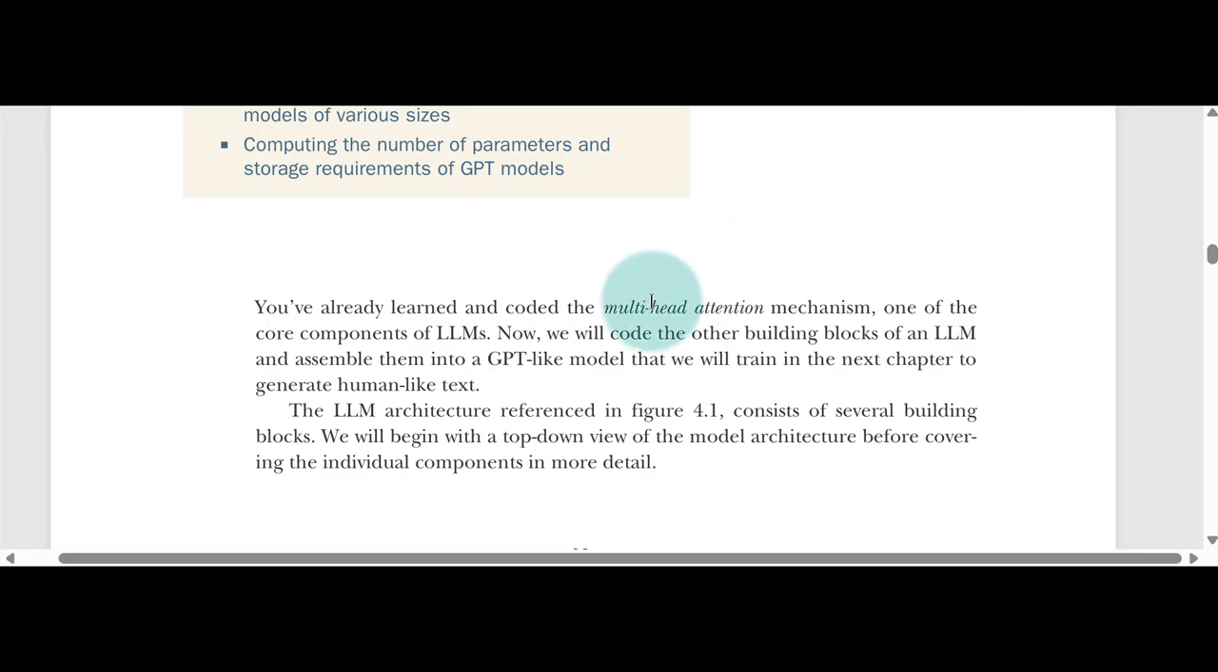Okay, so we did the multi-head attention, but we haven't completed the whole deal yet, the whole GPT-like model. So now we will code the other building blocks of an LLM and assemble them all together in a GPT-like model. And then in the next chapter, we're going to train it. But first, we want to build it.